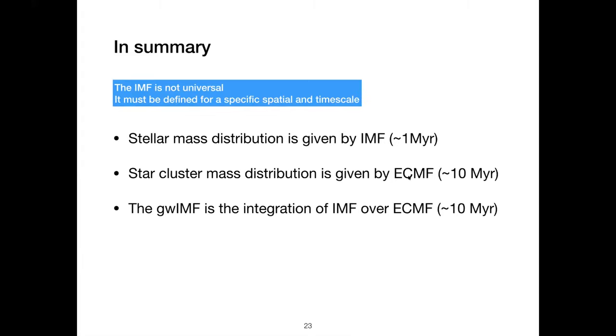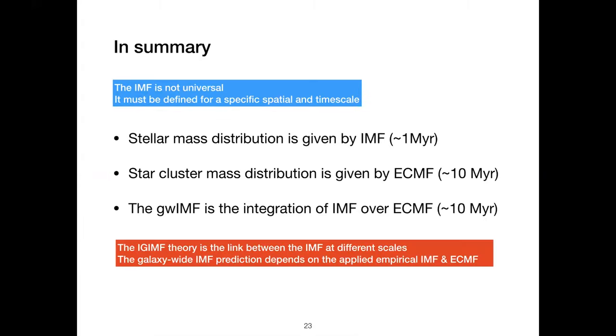And if you integrate the IMF with the embedded cluster mass function, you get the galaxy-wide IMF, which is also defined in a time scale of about 10 million years. So the IGIMF theory is a link between IMFs at different scales. Its prediction depends on your applied empirical IMF variation. What we applied in the formulation is the Marks et al. 2012 formulation, given by the n-body simulations.